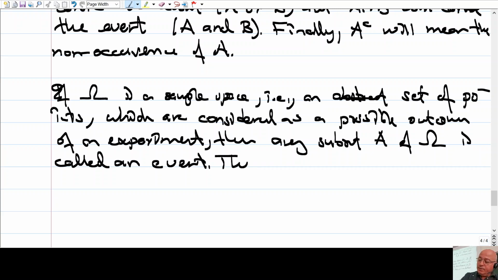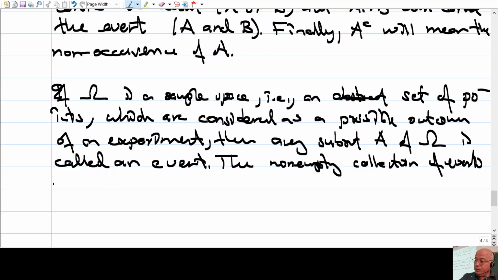The non-empty collection of events will be denoted as a fancy A.